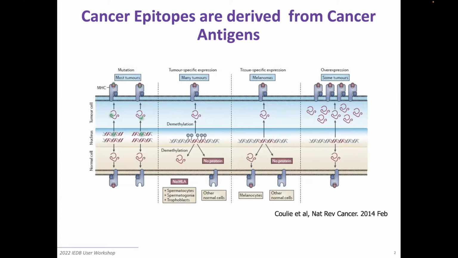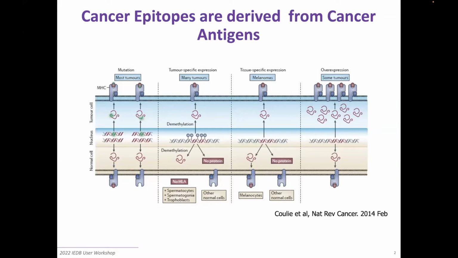But there's all this other category of cancer antigens that are encoding epitopes, and some may be derived from mutations, neoepitopes, very popular these days. There are other cancer antigens that are only expressed in tumors, and they are not expressed in normal tissues.